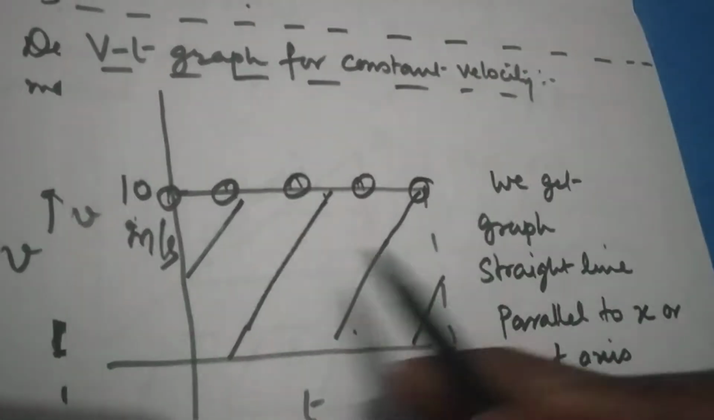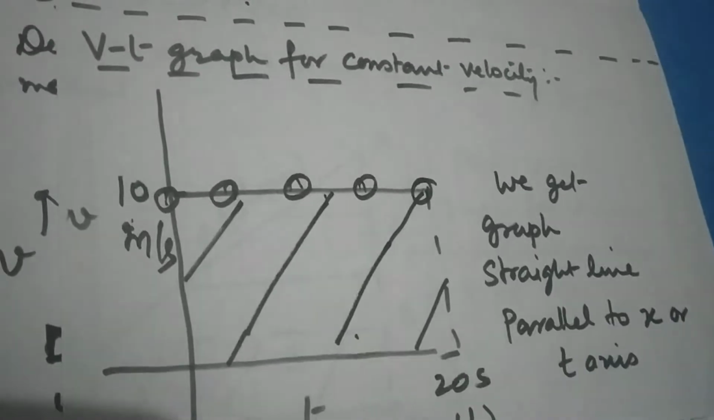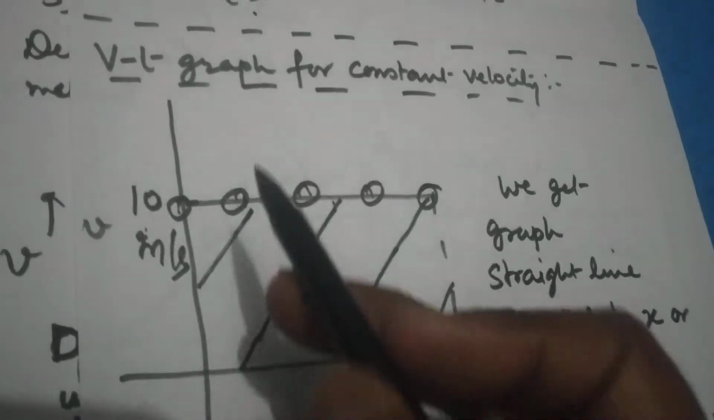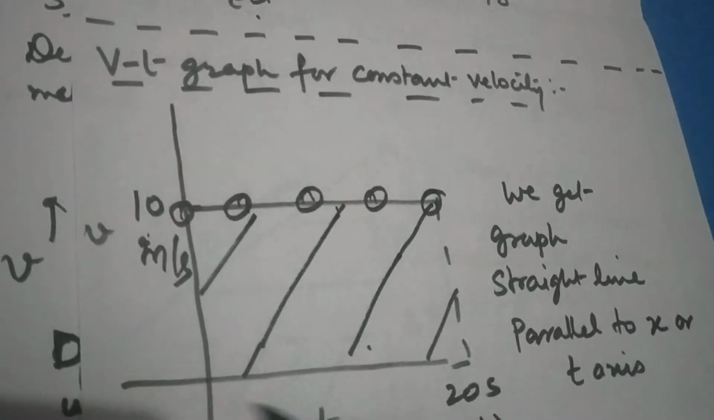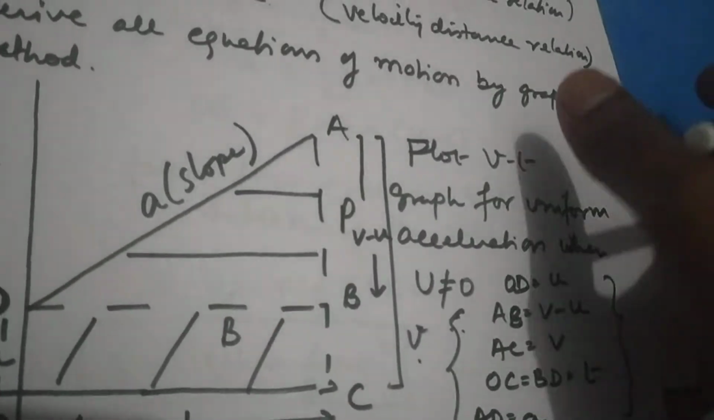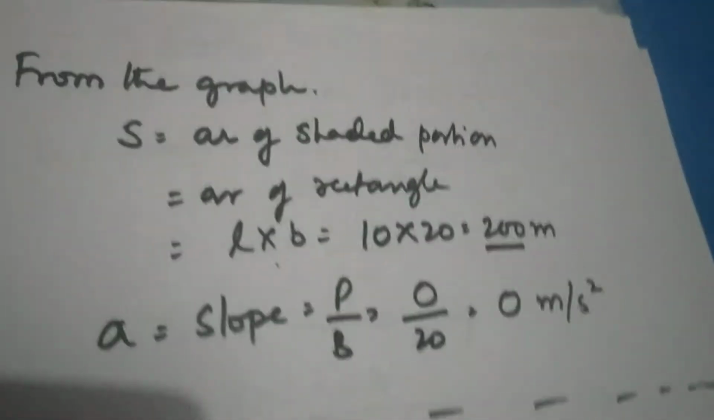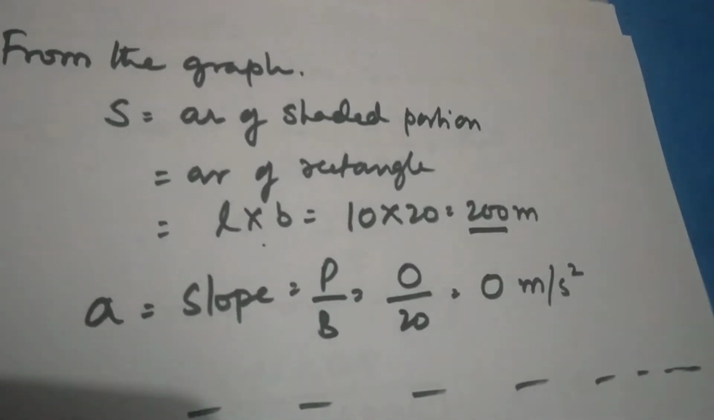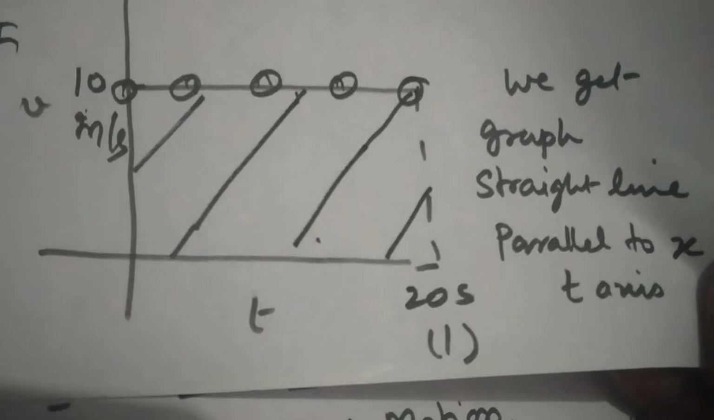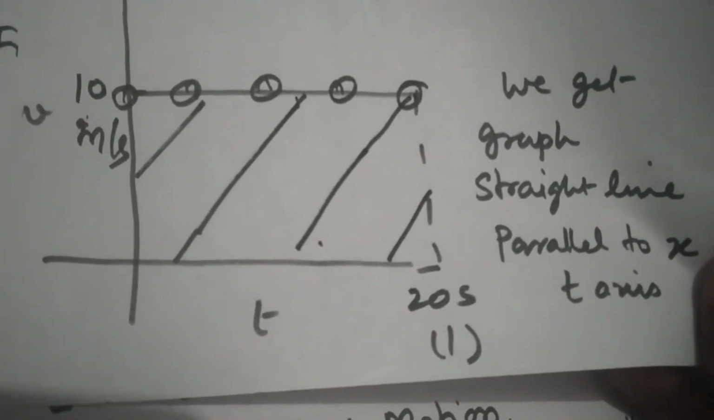I am explaining again: you can say the velocity remains the same with time. So what you have seen is that you are getting a parallel line. I hope this graph is clear to you. Again in this graph we need to find S and A. From the graph, again I am showing the graph, you have seen that it looks like a rectangle, not a triangle, not a trapezium.